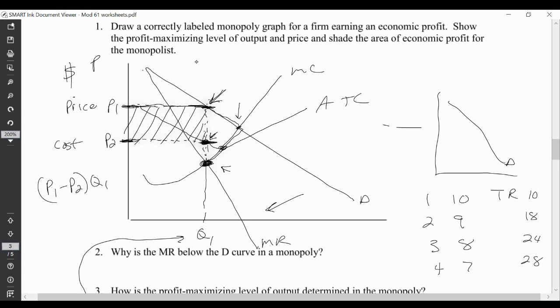Now, if for some reason my average total cost curve was up here, then we would dot all the way up to here, and this would be my cost, and this would be my price right here. So my cost would be greater than the price, and then I'd be making a loss. Now, we typically don't see this in a monopoly. Maybe in a monopolistically competitive market we might see that, but we won't see that in a typical monopoly.